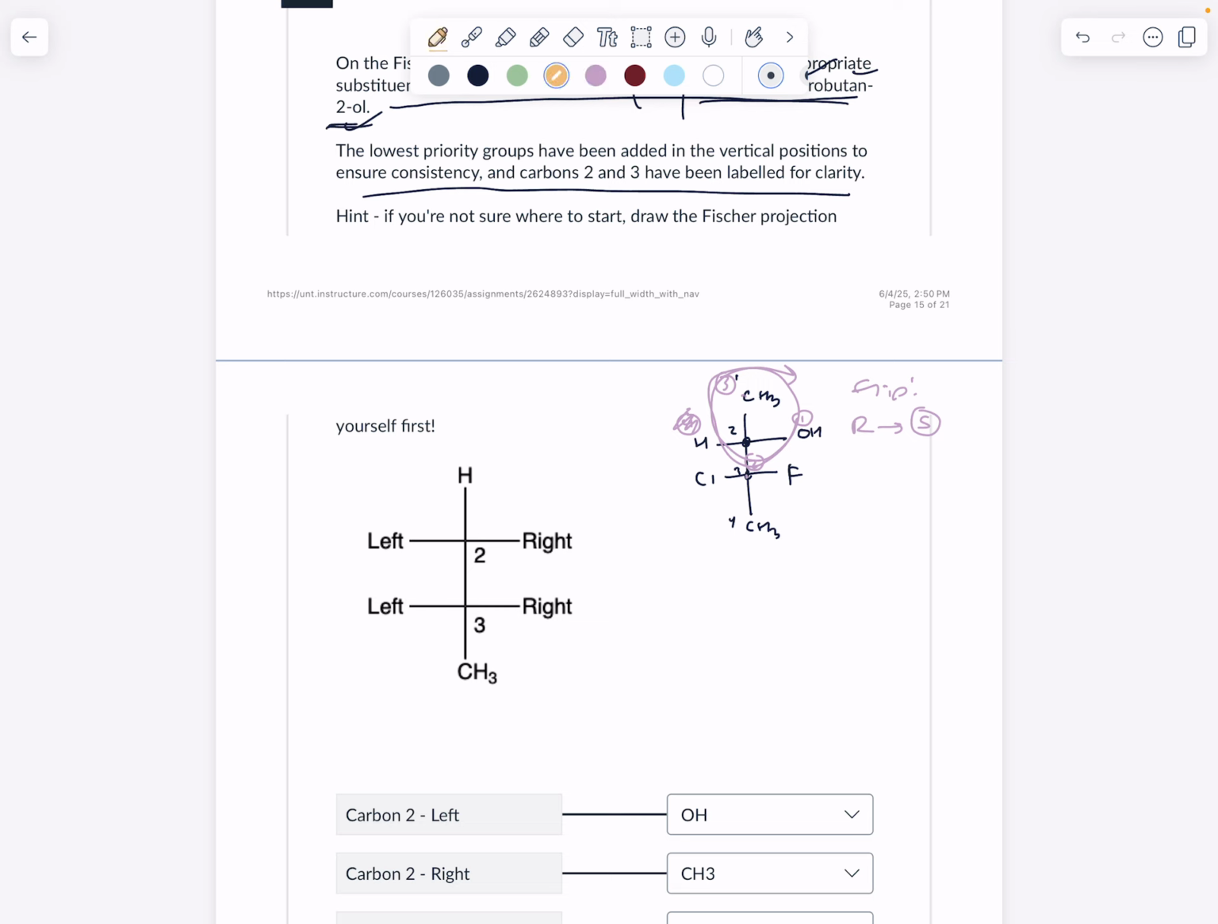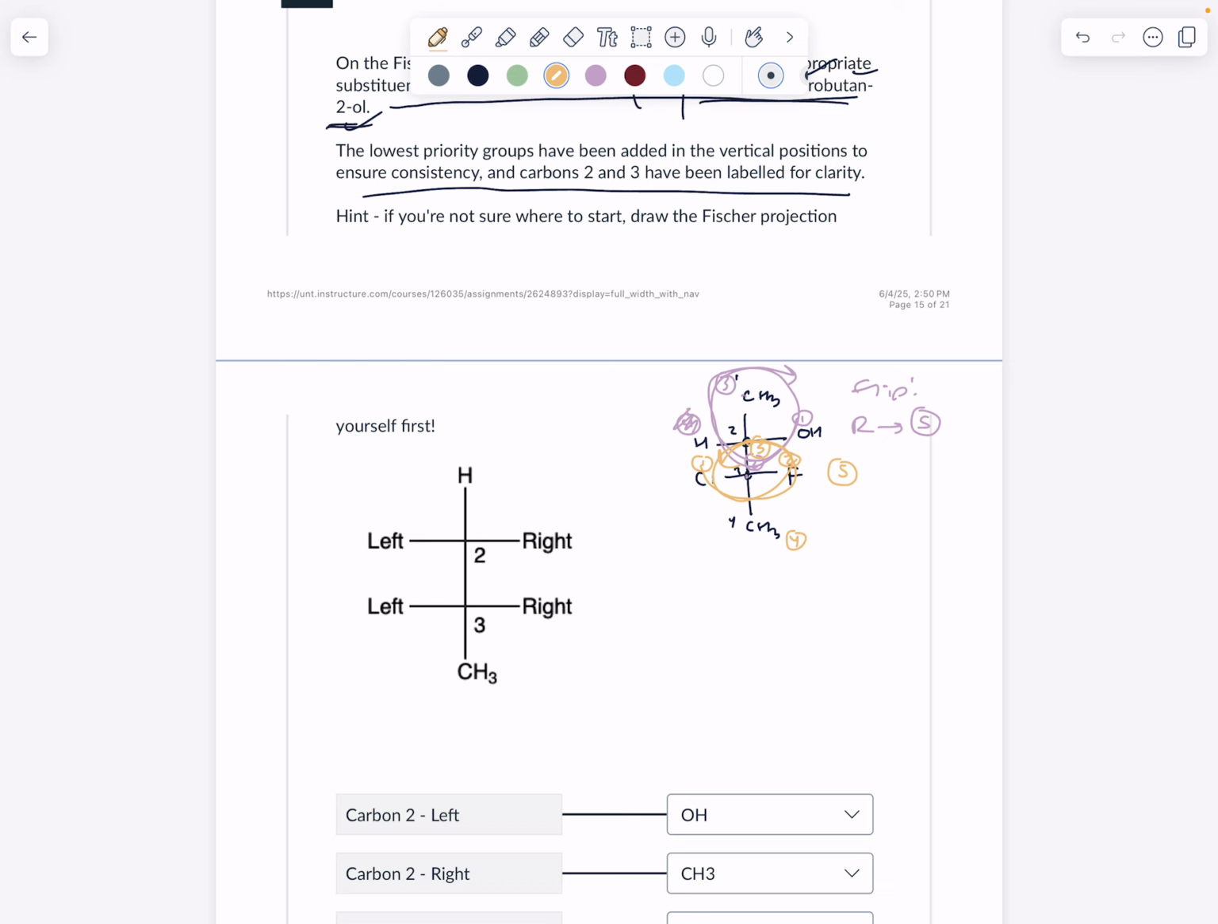Now I'm going to do the next one. The highest priority is chlorine, then fluorine. Between these two carbons, this carbon has heteroatoms, so this is 3. Then carbon 4, the lowest priority, the CH3, is already pointed away from us, so that's great. So 1, 2, 3 goes to the left, so this is S configuration.